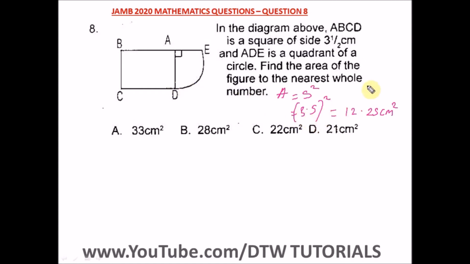Now how do we get 3.5? You recall that 7 over 2 is the same thing as 3.5. So don't get that confused. So we found the area of the square.